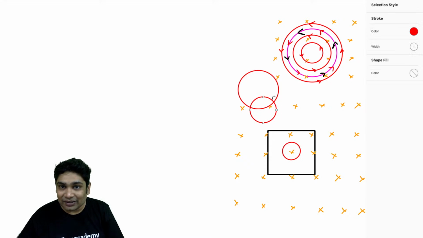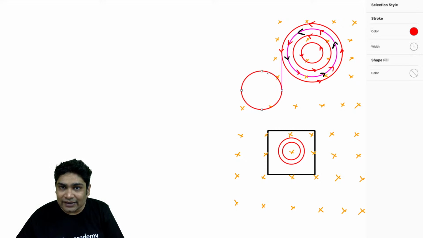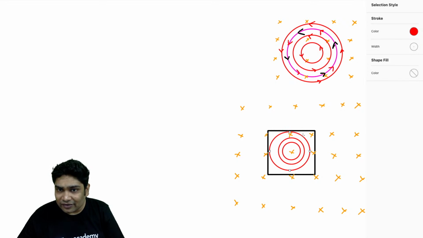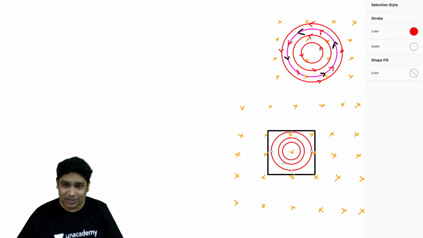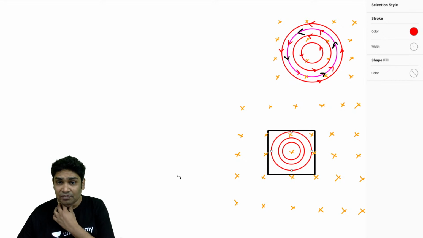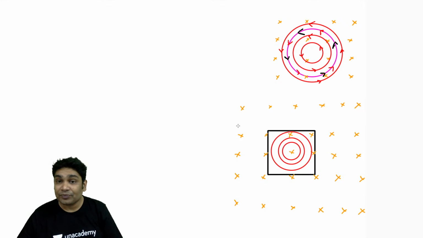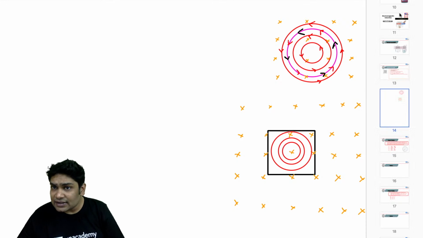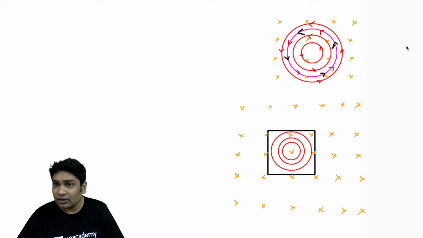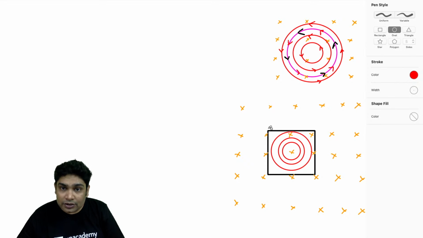So this is what is happening. This entire region is getting filled with these circular electric field lines, which are getting induced in the entire region because of this time varying magnetic field. That is what you have to imagine. Let's draw some more of these.